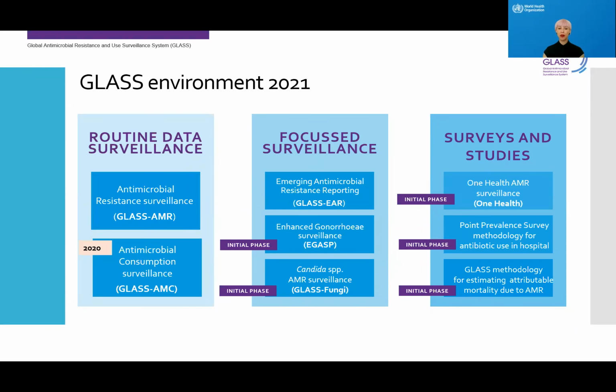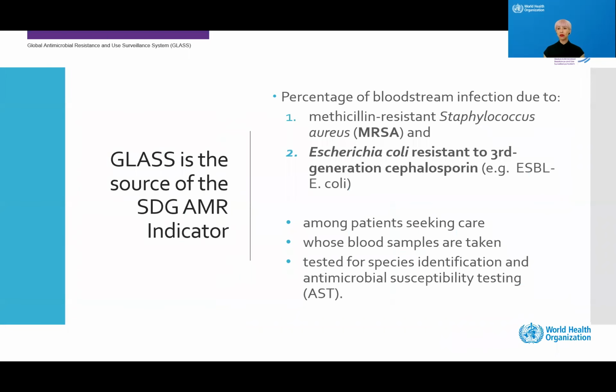GLASS is also the source of the new Sustainable Development Goal AMR indicator, which is the percentage of bloodstream infection due to methicillin-resistant Staphylococcus aureus, MRSA, and Escherichia coli resistant to third-generation cephalosporin among patients seeking care whose blood samples are taken and tested for species identification and antimicrobial susceptibility testing.